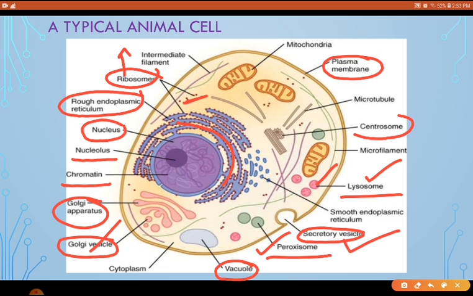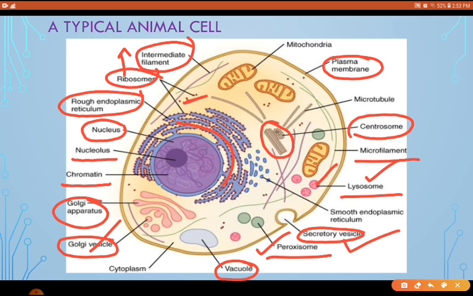This structure is centrosome. This is concerned with the division of the cell. These perform their functions when the cell is in the dividing phase. Microfilaments and intermediate filaments are the cytoskeleton.